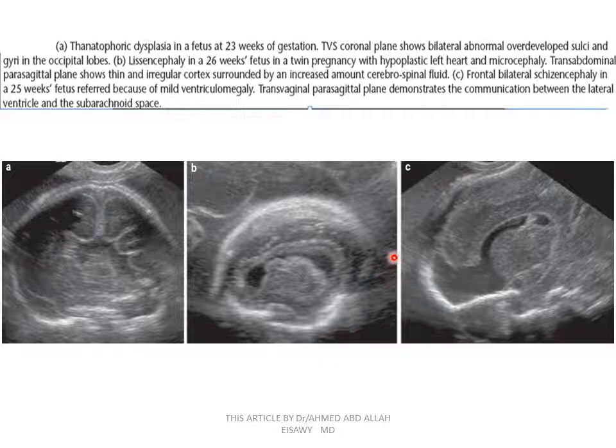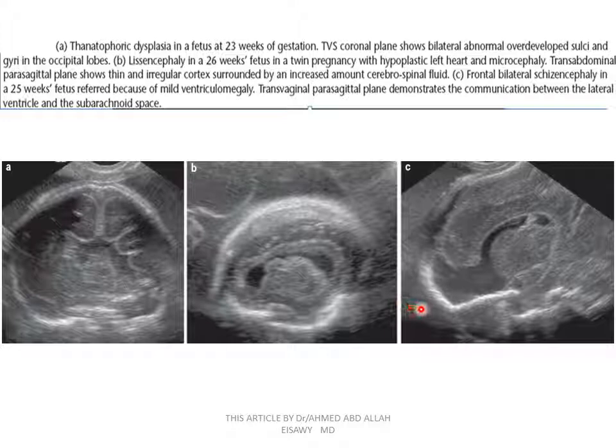Cortical dysplasia in this fetus at 23 weeks. As we see in coronal planes, abnormal bilateral overdeveloped sulci and gyri in the occipital lobes. Lissencephaly at 26 weeks of pregnancy, with hypoplastic left heart syndrome and microcephaly, transabdominal parasagittal plane: a thin and irregular cortex surrounded by an increased amount of cerebrospinal fluid, as we see in these images.